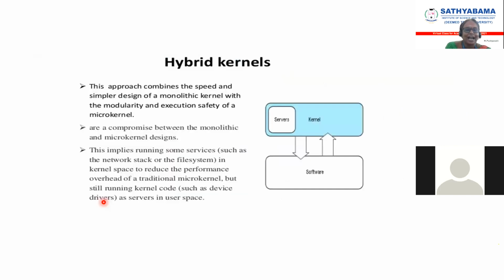Next is the hybrid kernel. I told you, it's nothing but a combination of both monolithic kernel and microkernel, and mainly for the safety level they will fix this hybrid kernel. You have seen that inside the kernel they will keep the server. The thing you have to understand is that some services such as the network stack or file system are kept in the kernel to reduce the performance overhead of the traditional microkernel, but still run kernel code such as device drivers as servers in user space.